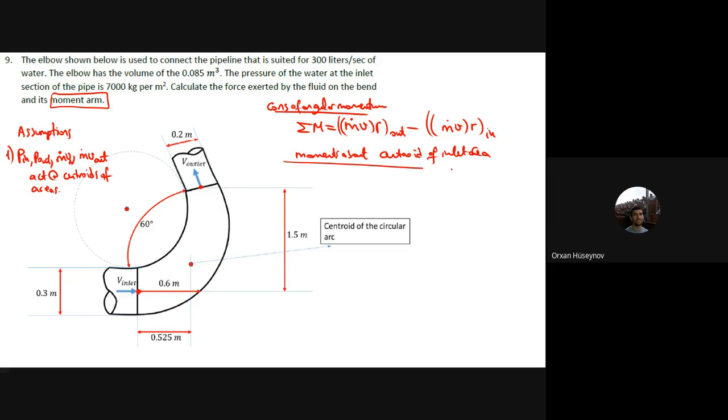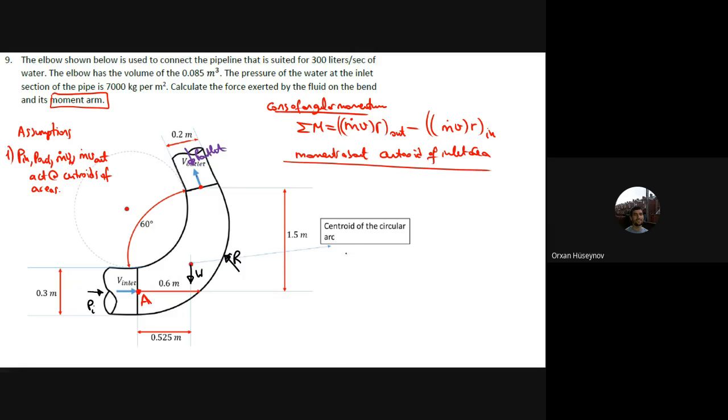So let's make this one point A. We are going to take all of the moments about point A. First, let me write the forces that we have so that we can see what's going on here. We have the pressure inlet, the weight, the reaction force, and the pressure at outlet. Let me use a different color here. Yes, all of the forces are here. Now let's write the moments for each force.